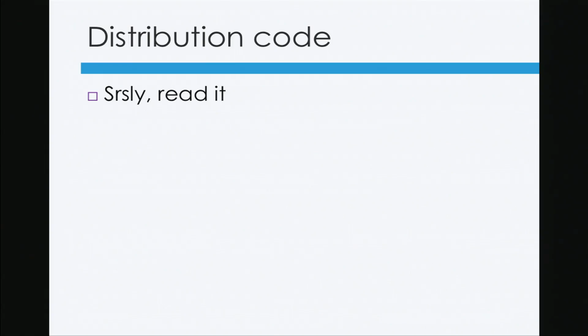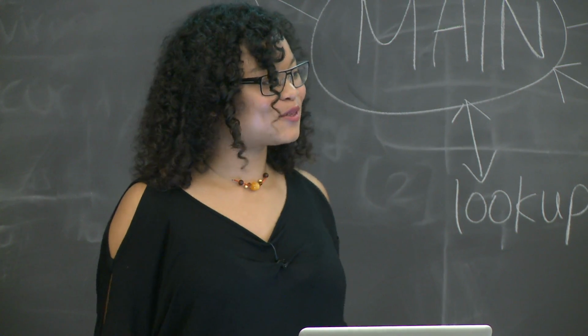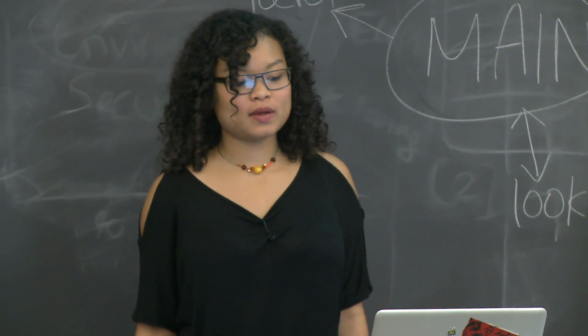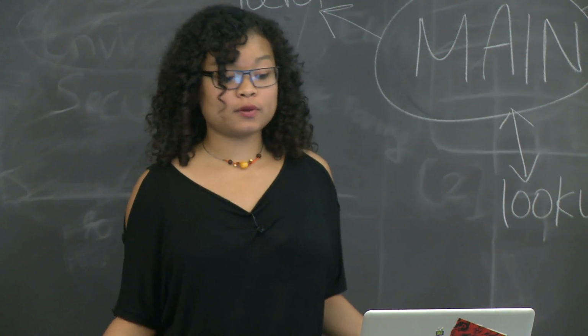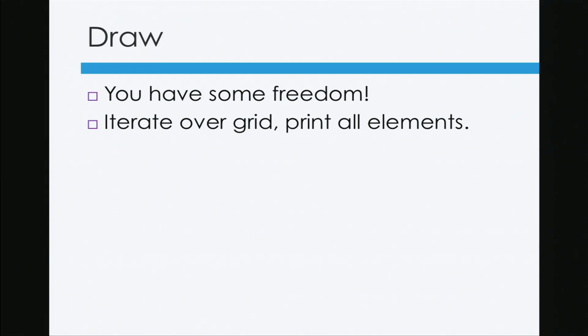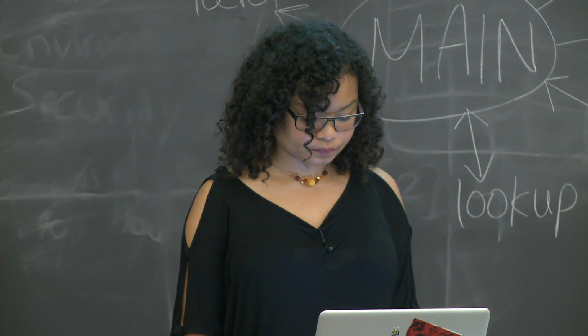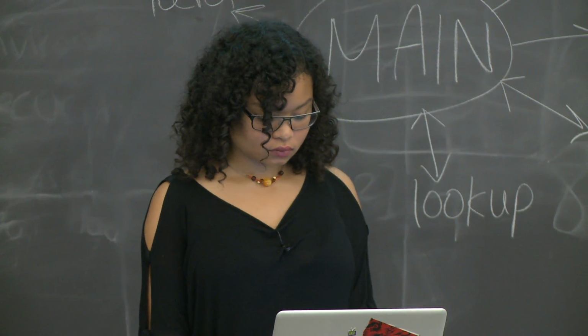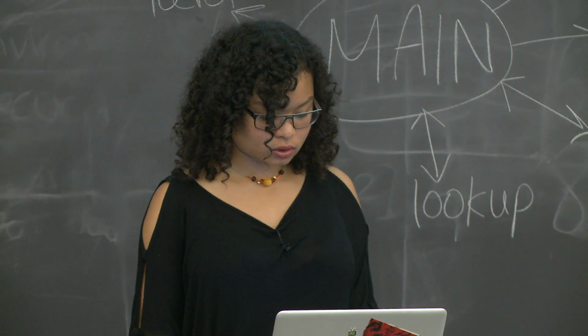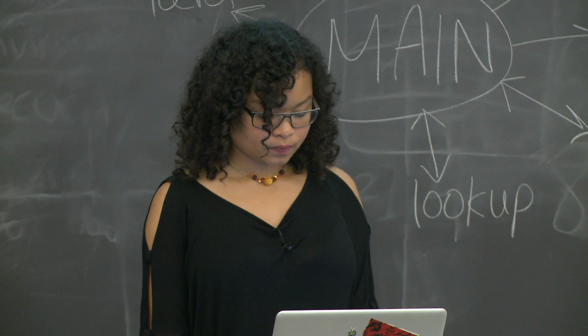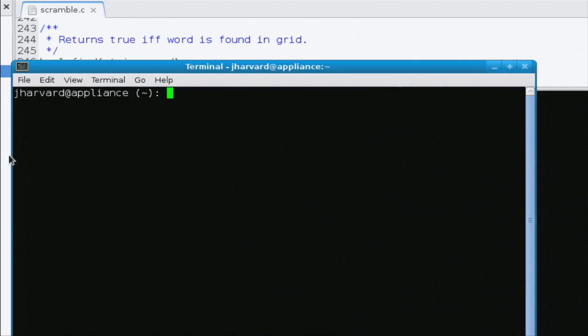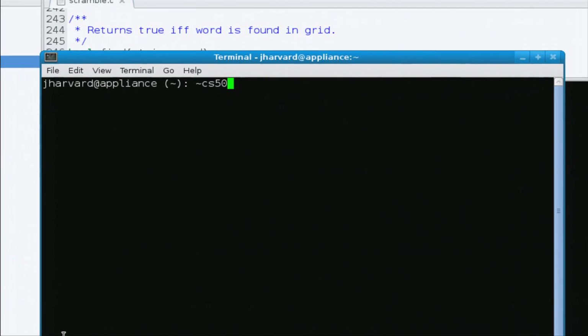Okay, so we've read the distribution code. All right, so the first function that you're going to want to implement, or one of the functions that you want to implement, is draw. And here, you actually have a little bit of freedom with this. If we look at the staff solution, I'm going to open the terminal window, actually. Set 3 scramble.